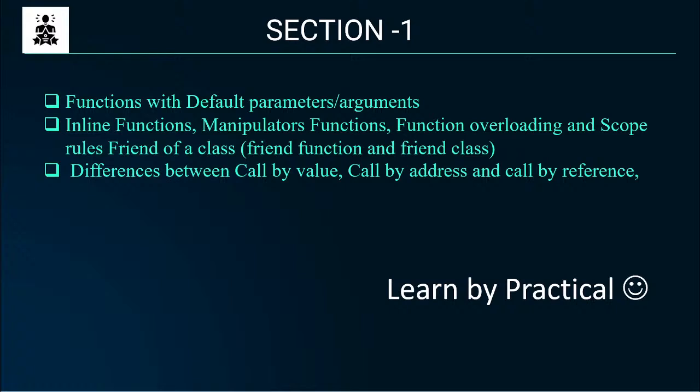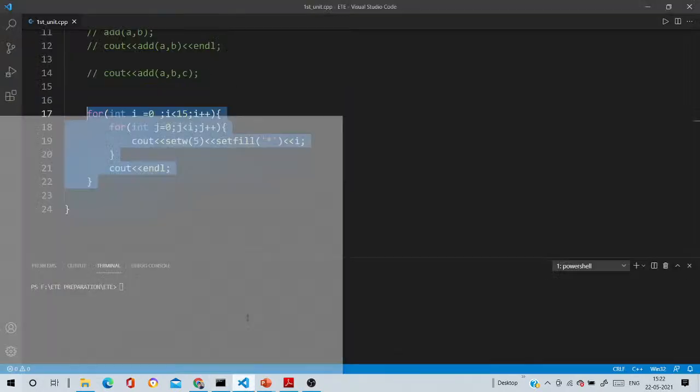Now come to the next difference between call by value, call by address, and call by reference. What do you mean by call by value? What do you mean by call by address? What do you mean by call by reference? Call by value means you are passing arguments in the function by placing just the variable name only. Like I can show you here.